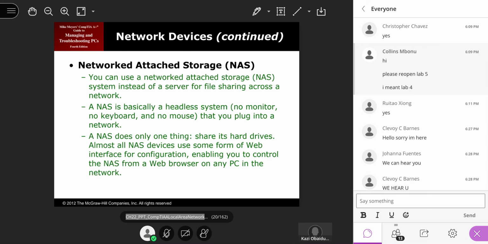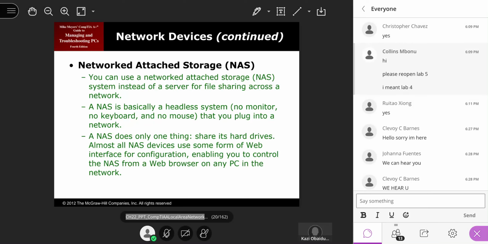Then network attached storage, that is the NAS. You can use a network attached storage system instead of a server for file sharing and access on the network. NAS is basically a headless system: no monitor, no keyboard, no mouse, nothing, that you plug into a network. We just plug it in. Storage, it stores data for a while. So we cannot see anything there, we cannot type anything there, and we cannot click a cursor on anything there.